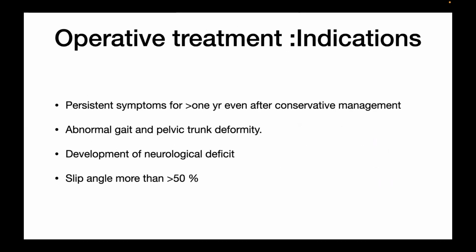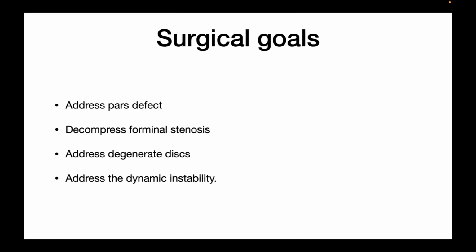Coming to operative treatment, the indications for surgery are mainly persistence of symptoms for more than 1 year even after conservative management, abnormal gait or pelvic trunk deformity, development of a neurological deficit, and slip angle more than 50%. On surgery, the main surgical goals involve addressing the pars defect, decompressing the foraminal stenosis, addressing the degenerate disc disease, and addressing the dynamic instability part.